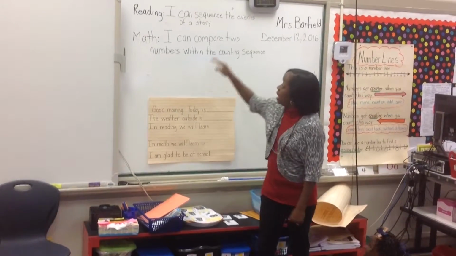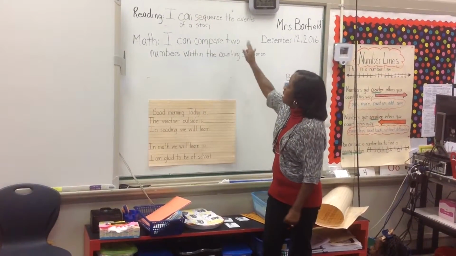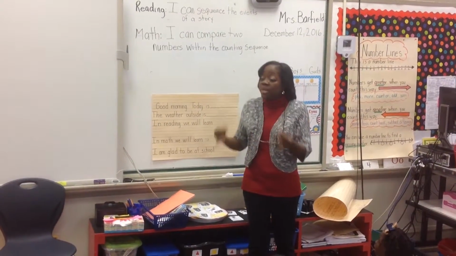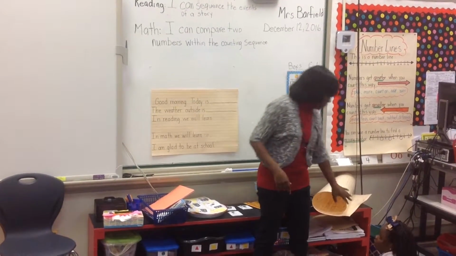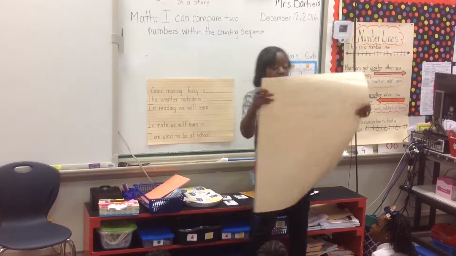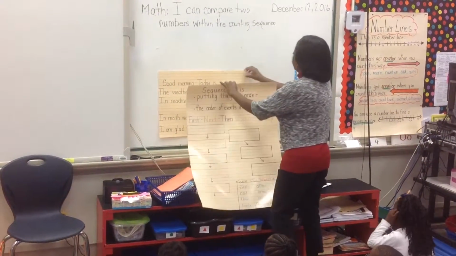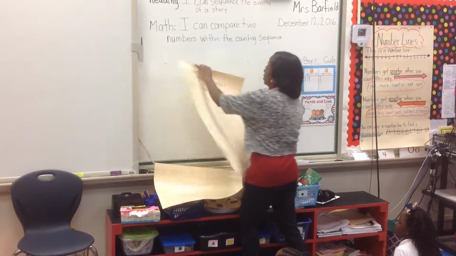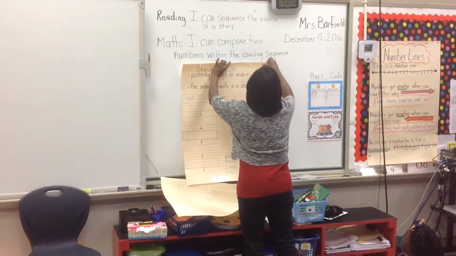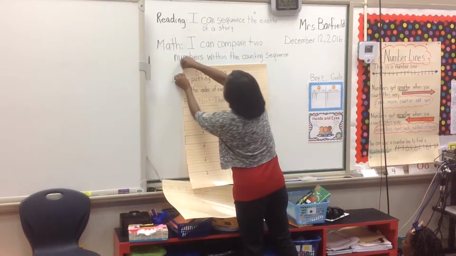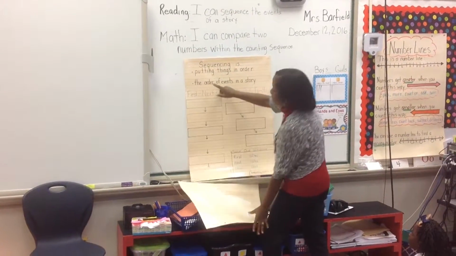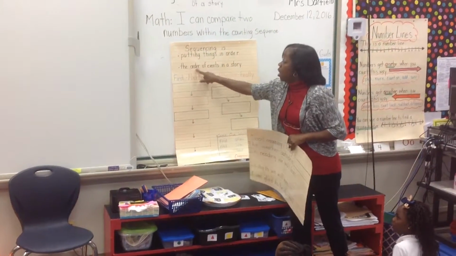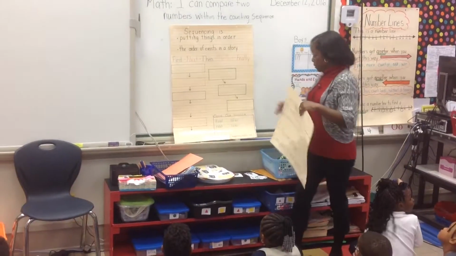I can sequence the events of a story. That means we're going to put the story events in order. This is my chart here. This is my chart that's going to help me sequence. This tells me what sequence is. Sequencing is putting things in order, the order of events in a story.